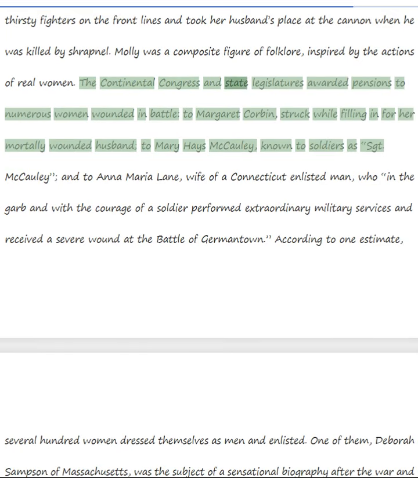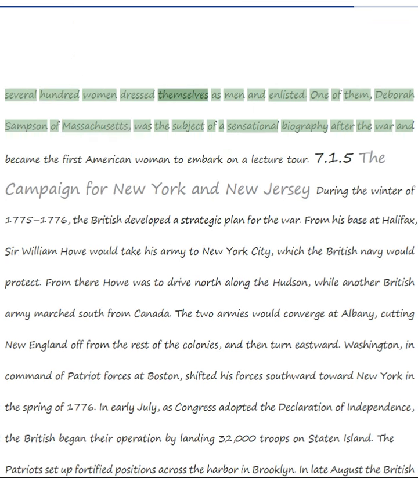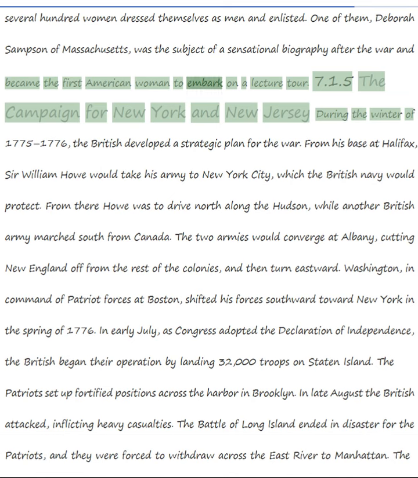The Continental Congress and state legislatures awarded pensions to numerous women wounded in battle, to Margaret Corbin, struck while filling in for her mortally wounded husband, to Mary Hayes Macaulay, known to soldiers as SGT Macaulay, and to Anna Maria Lane, wife of a Connecticut enlisted man, who, in the garb and with the courage of a soldier, performed extraordinary military services and received a severe wound at the Battle of Germantown. According to one estimate, several hundred women dressed themselves as men and enlisted. One of them, Deborah Sampson of Massachusetts, was the subject of a sensational biography after the war and became the first American woman to embark on a lecture tour.